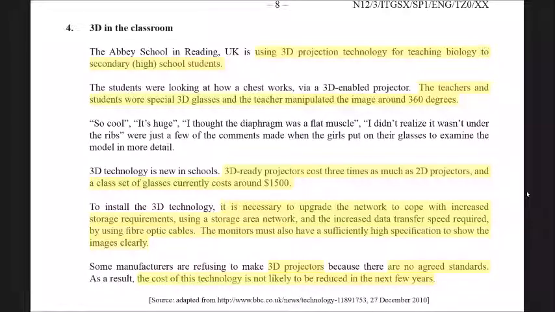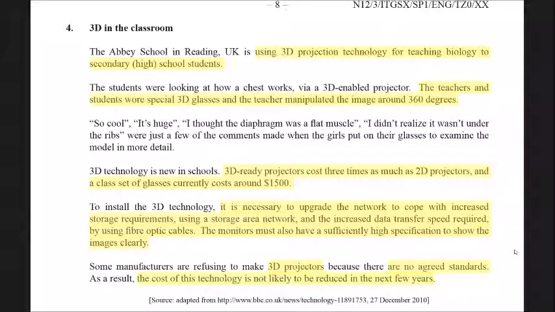Hello, here is Daniele, and today we will be dealing with a paper 1 example from the 2012 exam. This is dealing with the 3D projection technology used for teaching biology to secondary high school students. The teacher and the students, wearing 3D special glasses, are able to manipulate the image around 360 degrees.